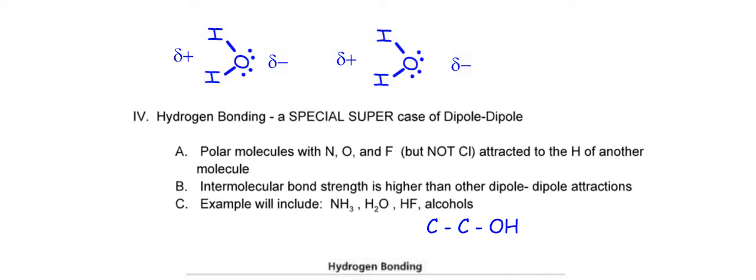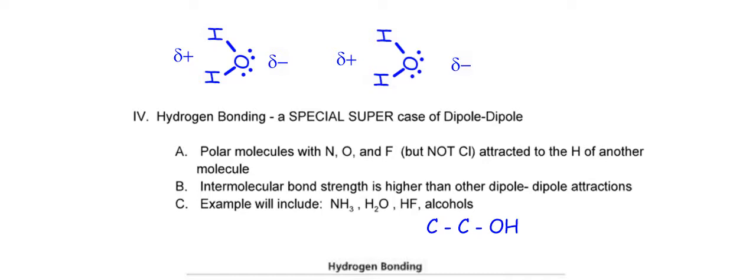What is hydrogen bonding then? It's your polar molecules, so it does have dipole-dipole, but it has N, O, and F, but not Cl, attracted to the H of another molecule. So how do you recognize this? You have to have N, O, or F with a hydrogen attached directly to the N, O, or F, okay?